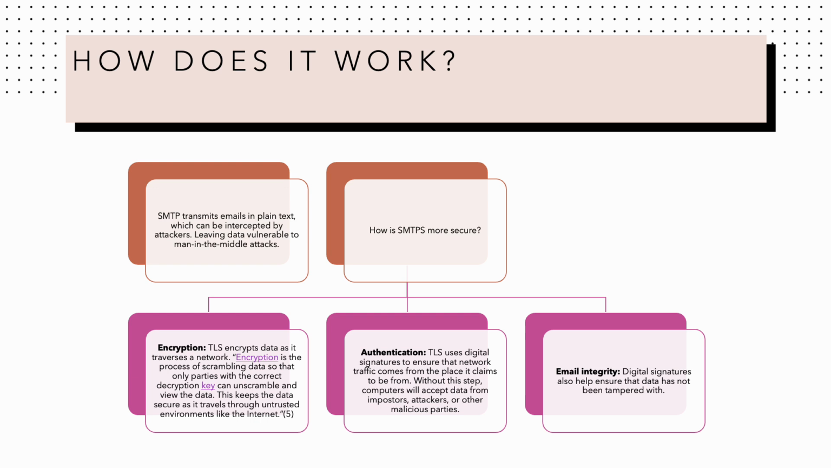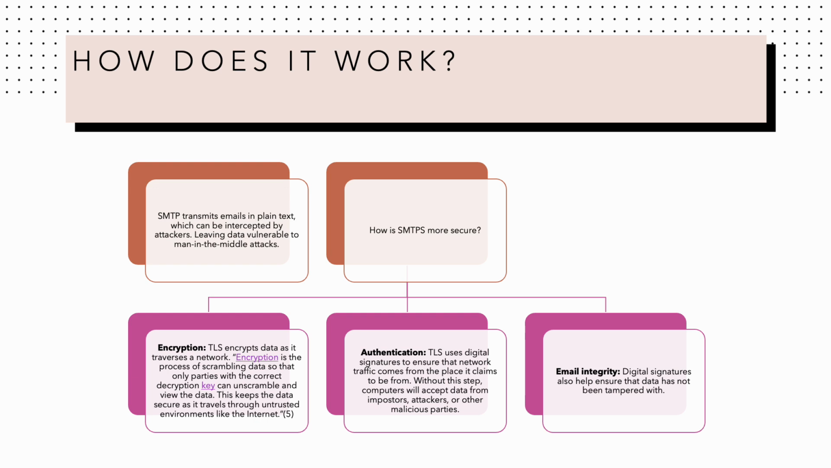Alright, so how does it work? SMTP transmits emails in plain text, which can be intercepted by attackers, leaving data vulnerable to man-in-the-middle attacks. And SMTPS is more secure for a few reasons. Encryption. TLS encrypts data as it traverses a network. Encryption is the process of scrambling data so that only parties with the correct decryption key can unscramble and view the data. This keeps the data secure as it travels through untrusted environments like the internet.